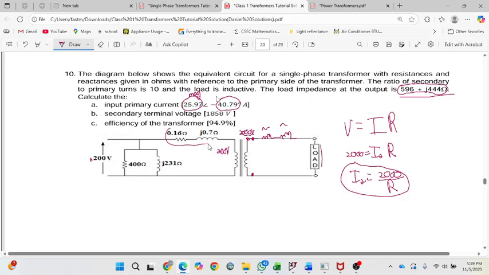You'll have to do this in parallel with this and this already in parallel. So you do parallel here, convert it to one impedance, and then that will be in parallel with this. And when you do that parallel, you've got to divide the 200 by that resistance, and then you can get the input current. But that's plenty of work. So the easiest way to do it is first carry that stuff on that side, find I2. And once you find I2, you can use the turns ratio and find I1.